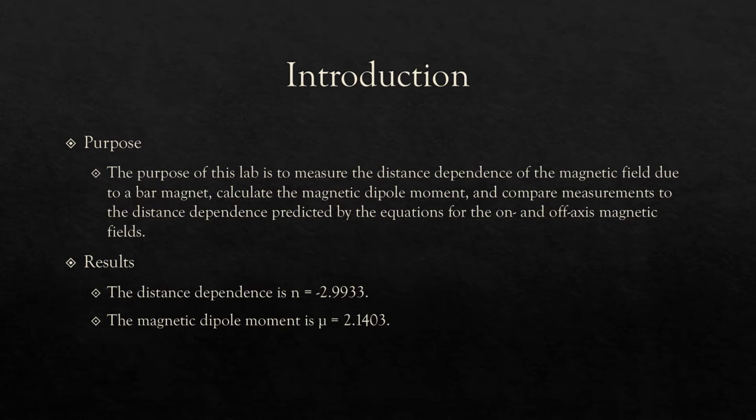The purpose of this lab is to measure the distance dependence of the magnetic field due to a bar magnet, calculate the magnetic dipole moment, and compare measurements to the distance dependence predicted by the equations for the on and off axis magnetic fields. The results from my lab were that the distance dependence is equal to negative 2.9933. The magnetic dipole moment is equal to 2.1403.